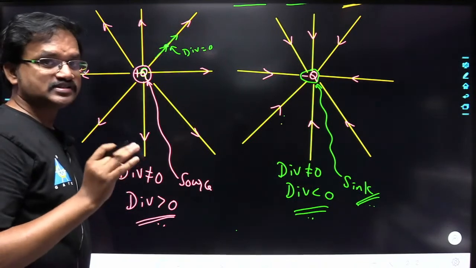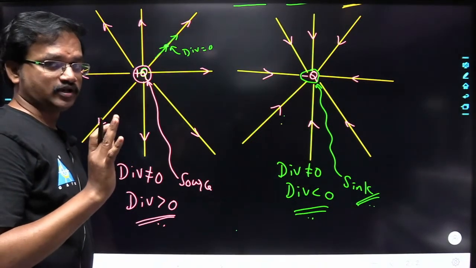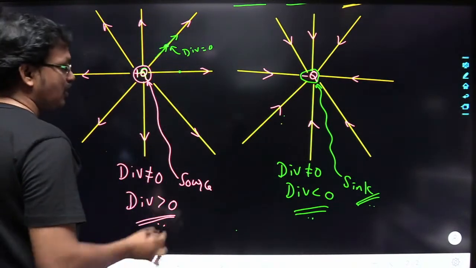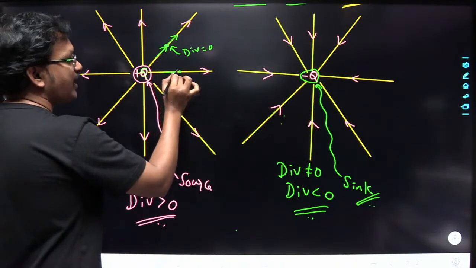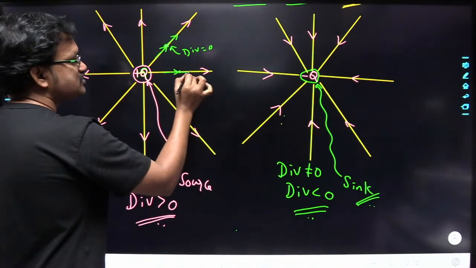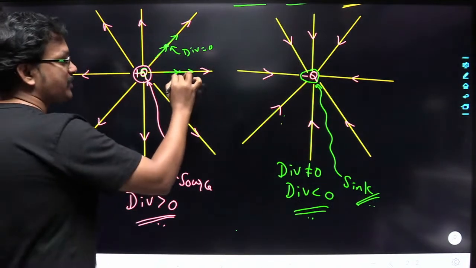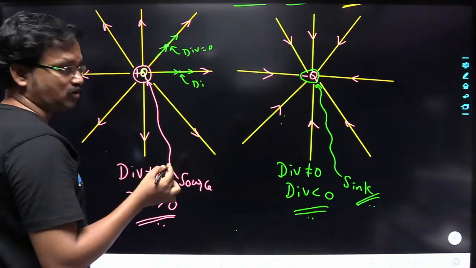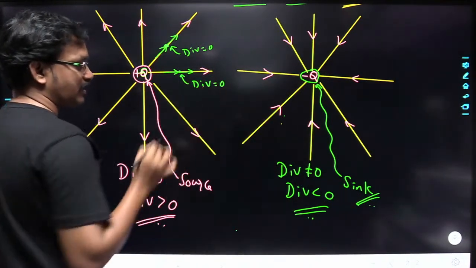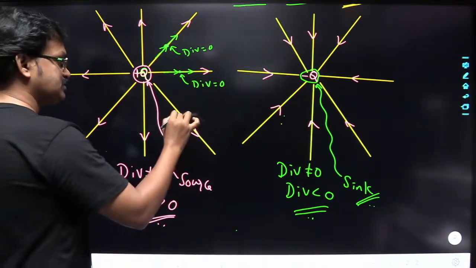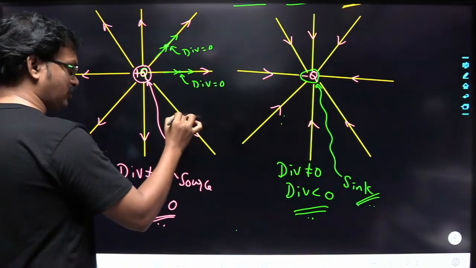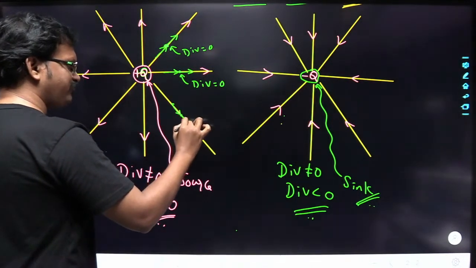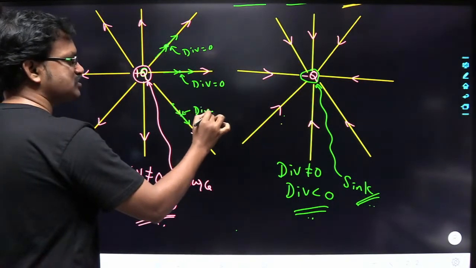I said divergence is defined at a point, right? Now similarly, if you consider this point here, whatever the field that is entering towards this point, the same field is leaving from this point. Yes or no? So here also, what is the net field that is leaving from this point? It is equal to 0. That means here divergence is equal to 0. Now similarly, if you consider some point here, the same thing: whatever the field that is entering, the same field is leaving. So at this location also, divergence is equal to 0.